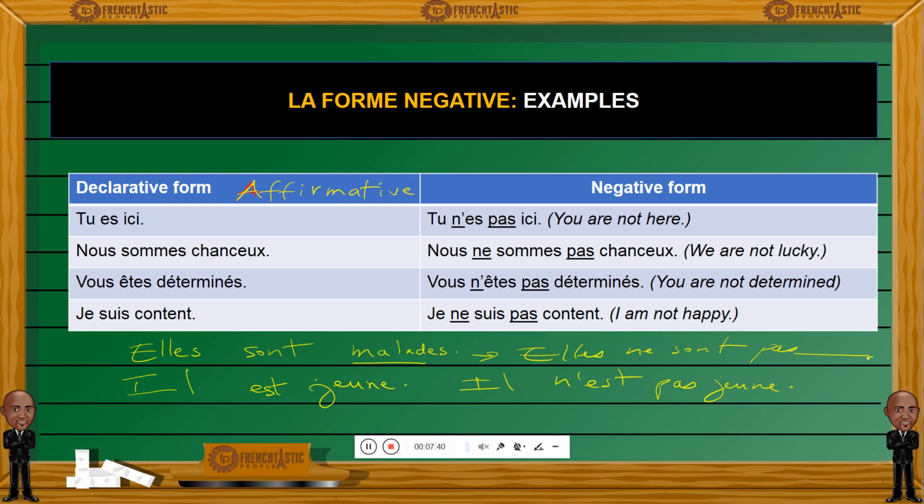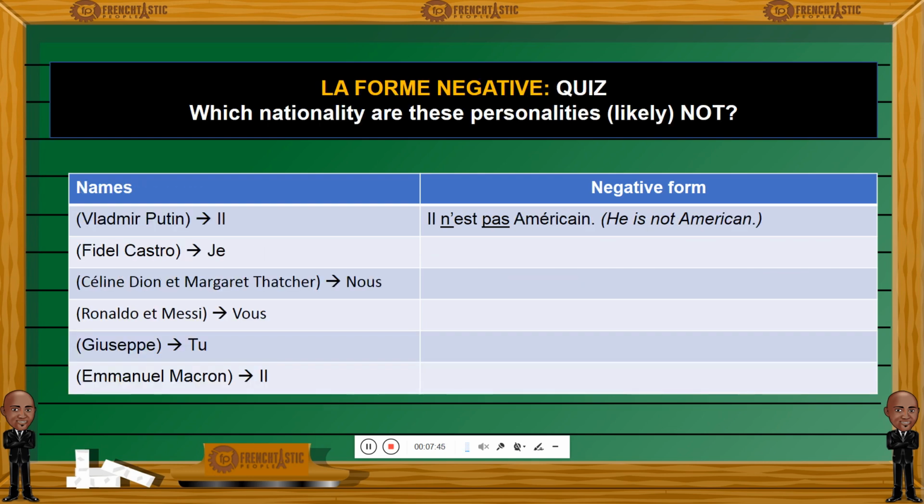Point final. Okay, so that's it for today. You do have a quiz at the end. So let's see. Which nationality are these personalities? So, Vladimir Putin.